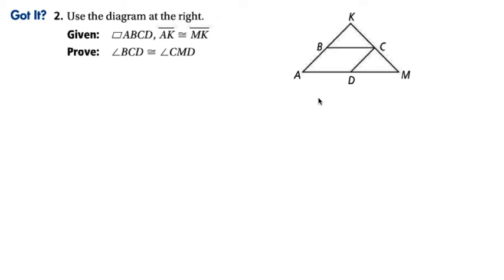In this diagram we have a parallelogram ABCD. Okay, so we have a parallelogram right here. And we know that AK is congruent to MK. And we want to prove, I'm going to just draw a little dot in here. We want to prove that this angle right here, angle BCD, is congruent to angle CMD right there. So that's what you're trying to prove, that those two angles are congruent. Go ahead and pause the video, see if you can figure that out, and I'll work through the solution with you when you come back.